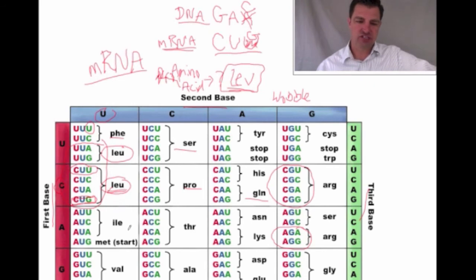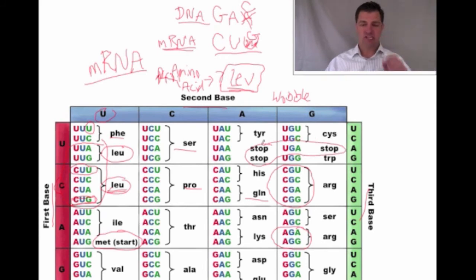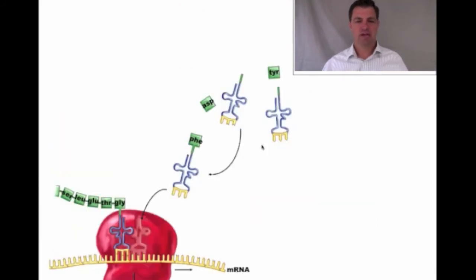Notice we also have a start sequence. That tells you when to start building the protein. And we have stop codons as well, which tells the protein that's where you're going to stop building it. Okay, so let's put all this together now, and I'll show you here.